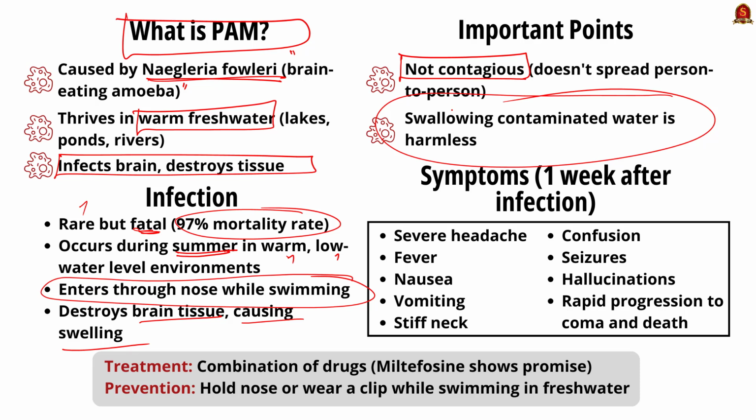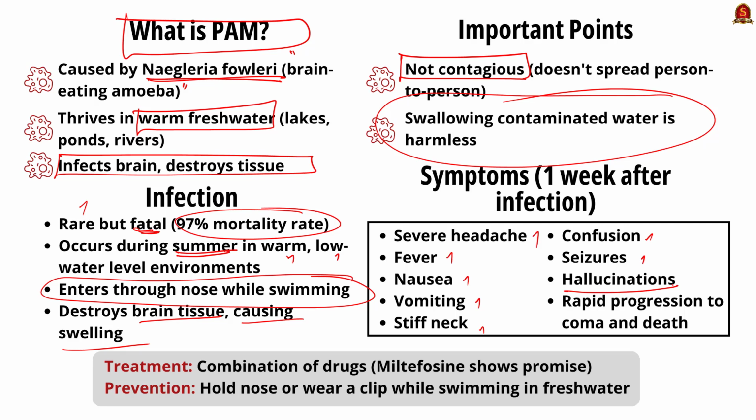See, the symptoms usually appear within a week of infection and include severe headache, fever, nausea, vomiting, stiff neck, confusion, seizures and hallucination. The infection progresses rapidly and it can lead to coma and death. See, the chances of survival are unfortunately low.